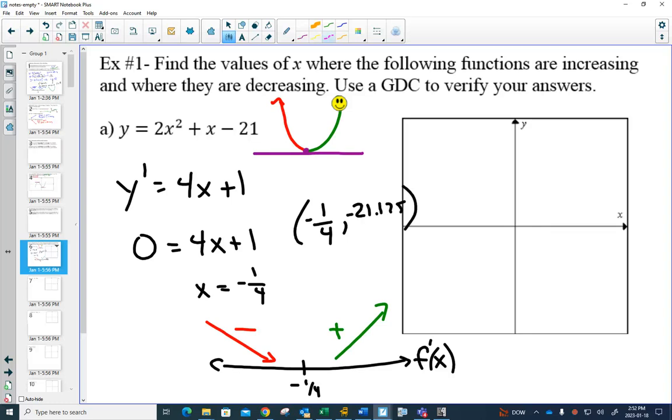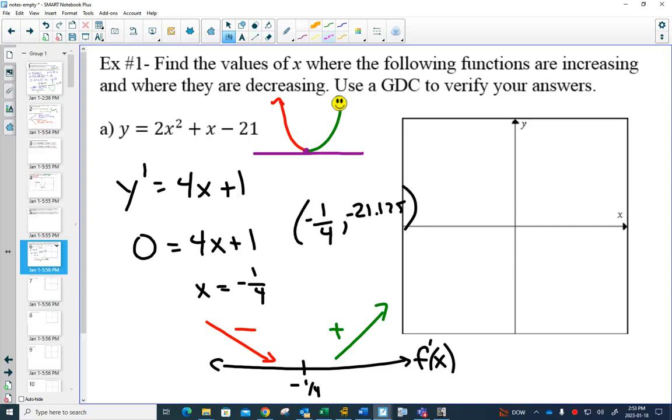Maybe I did some mental math wrong, but that would be our vertex. I think that's right. So if you plug something into your original equation, you get points on your graph. If you plug something into your derivative, that tells you about slopes of tangents, and slopes of tangents will tell you where your graph is increasing and decreasing.